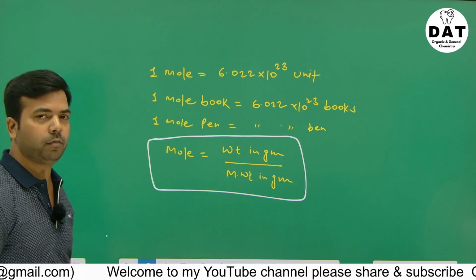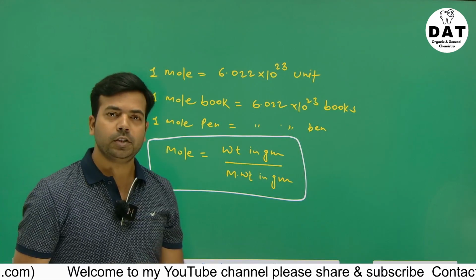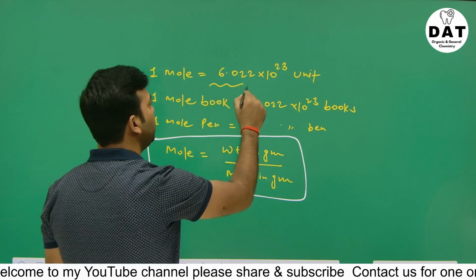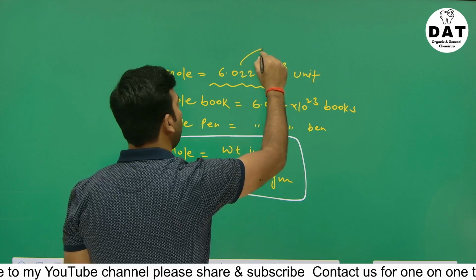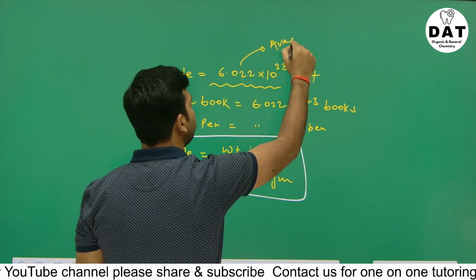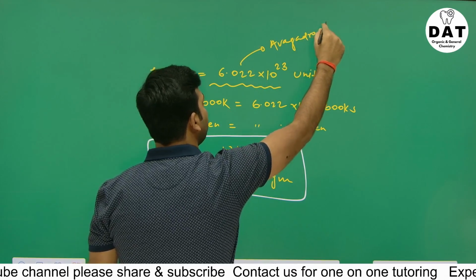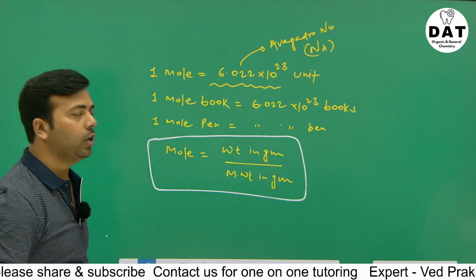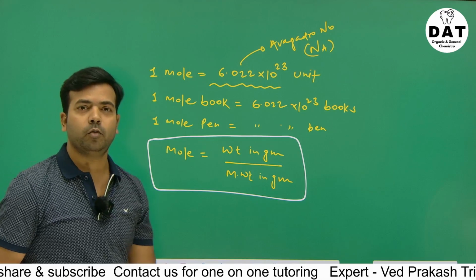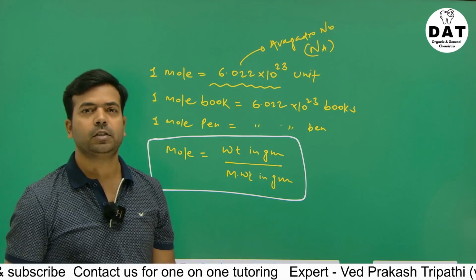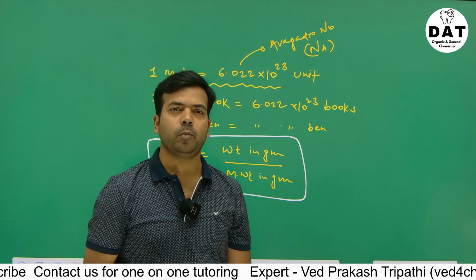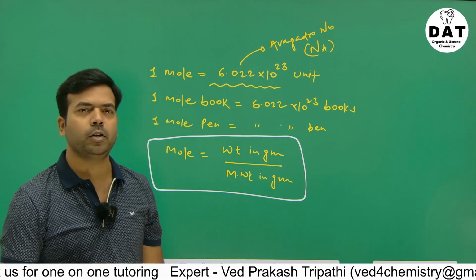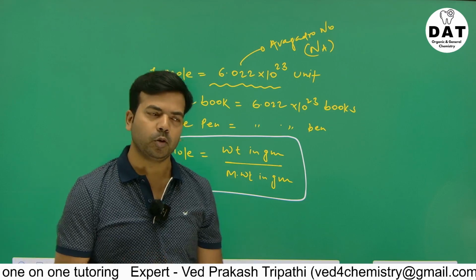So what is a mole first of all? 1 mole is equal to the Avogadro unit, which means 6.022 into 10 to the power 23. This is called the Avogadro number. In short, it is denoted by Na. So this is called 1 mole. Suppose I am saying 1 mole of pens, which means 6.022 into 10 to the power 23 pens. Suppose I am saying 1 mole of books, it means 6.022 into 10 to the power 23 books, like that.